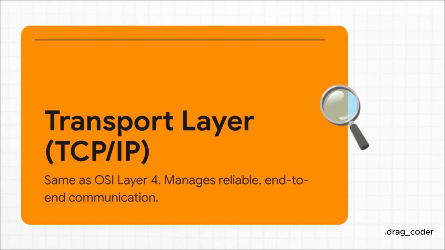All right, the next layer down is an easy one. It's the transport layer. And guess what? It does the exact same job as layer 4 in the OSI model. No changes here. It's still responsible for that reliable end-to-end delivery of data, making sure nothing gets lost. And it primarily uses the Transmission Control Protocol, the TCP in TCP/IP, to do it.